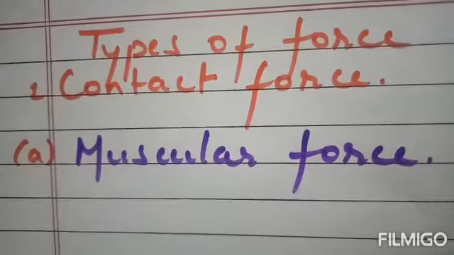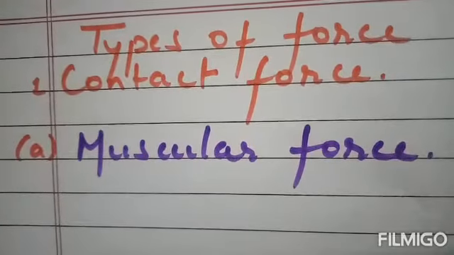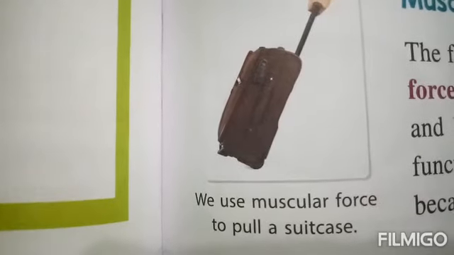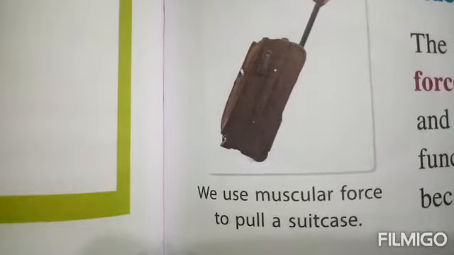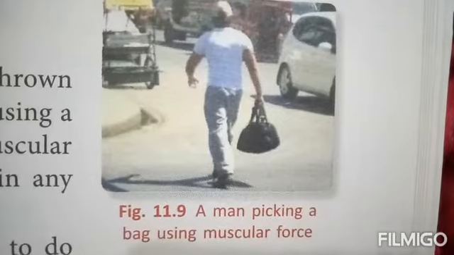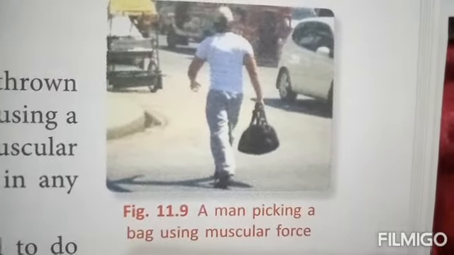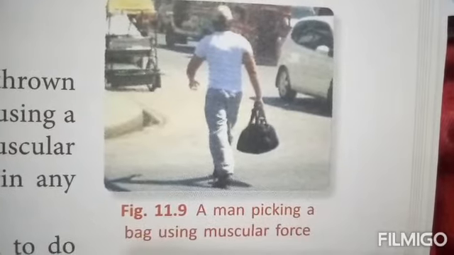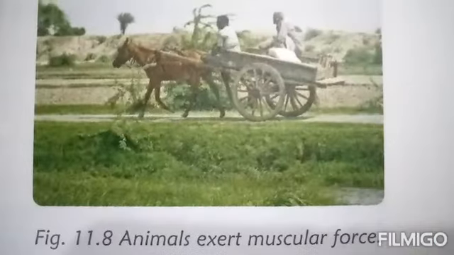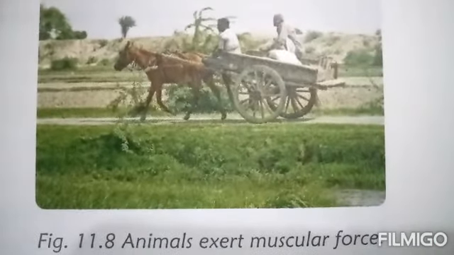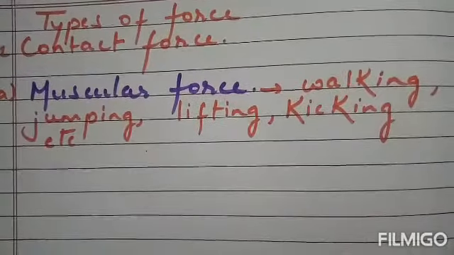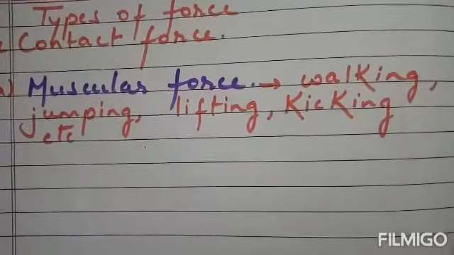The force which is exerted by the muscles of the body is known as muscular force. Now here in this picture, we use our muscles to pull this suitcase. In this picture you can see a man picking up a bag. Here also the force is applied by the muscles of our body. Even animals exert muscular force to do work. Other examples are walking, jumping, lifting, kicking, running, etc.